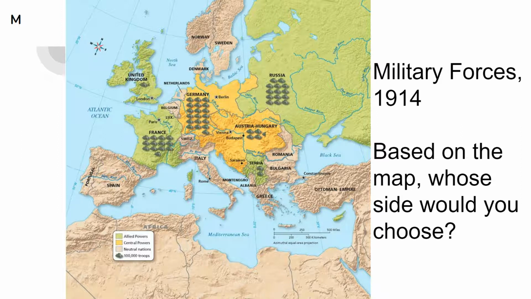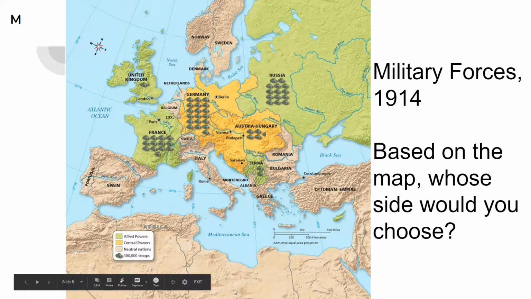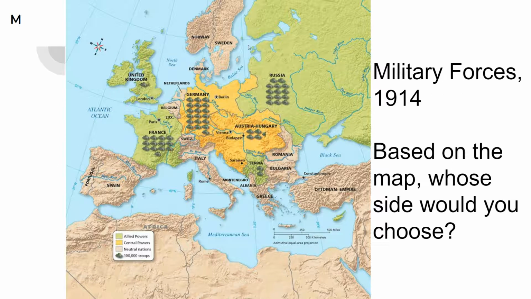Now, here is a map of general military forces in 1914. So we can look at our key down here in the bottom. We can see which countries were on what sides. The green countries were allied with each other. We have the United Kingdom, France, Russia, Serbia being the main players here. And then you have Germany and Austria-Hungary kind of wedged in the middle here.